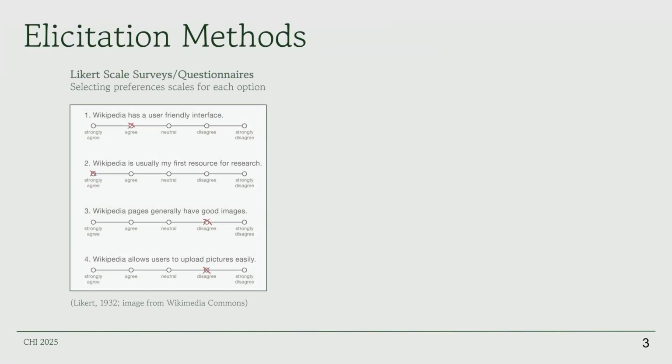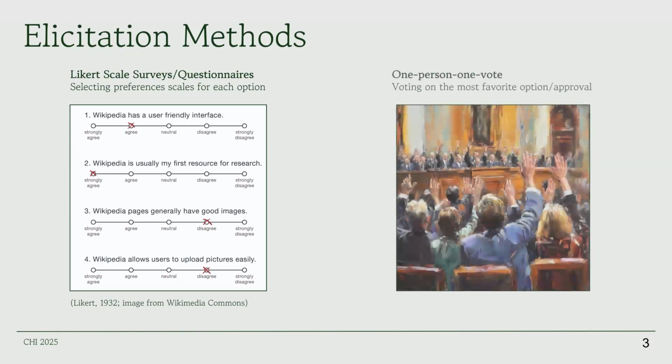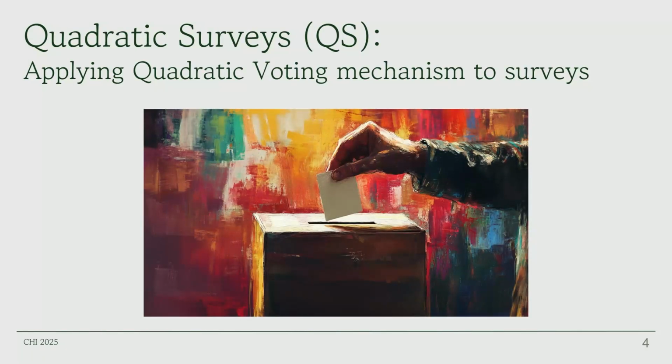We rely on tools such as the Likert-scale survey, which is widely used to capture ratings across options, or one person, one vote, where participants simply choose their most preferred option to elicit individual preferences. Quadratic surveys have emerged as a new alternative inspired by the quadratic voting mechanism. This method is capable of eliciting both ranking and rating data across multiple options for an individual.